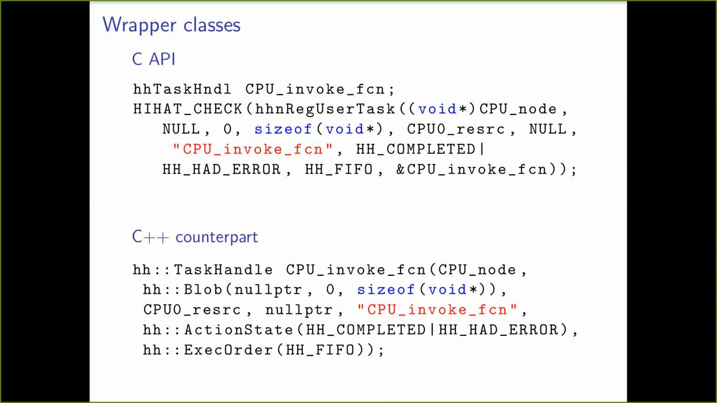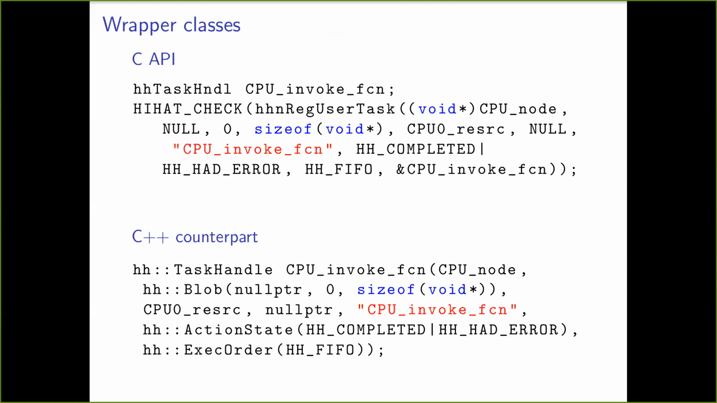So for the moment, we get rid of the HiHat check and macro for error processing. I will also discuss error handling slightly later. We introduced enum classes, at least for the moment, but this is also a part of discussion between us and the HiHat developers. We also introduced additional classes like blob to cover static and dynamic blob, mostly to increase the readability of the code.